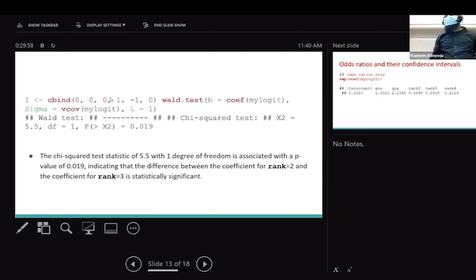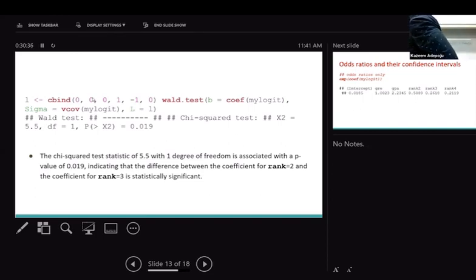How many predictors do I have? I got 3 predictors. But one of them is categorical. It has how many levels? 4 levels. Now, the first 0 is representing GRE. The second 0 is representing GPA. I'm not interested in them. That was why I put 0, 0. The third 0 is rank 1.